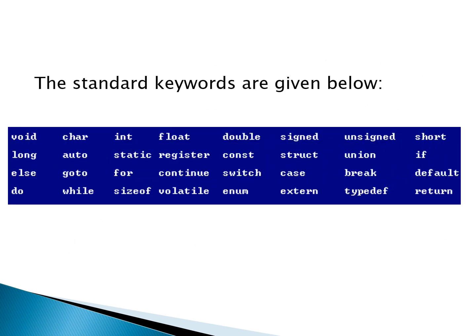The standard keywords are mentioned here: void, char, int, float, double, signed, unsigned, short, long, auto, static, register, const, struct, union, if, else, goto, for, continue, switch, case, break, default, do, while, sizeof, volatile, enum, extern, typedef, return. As we can see, all these keywords are in lowercase letters.